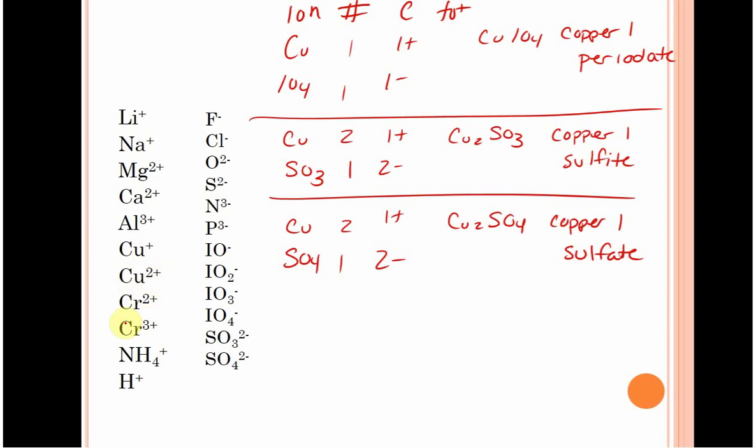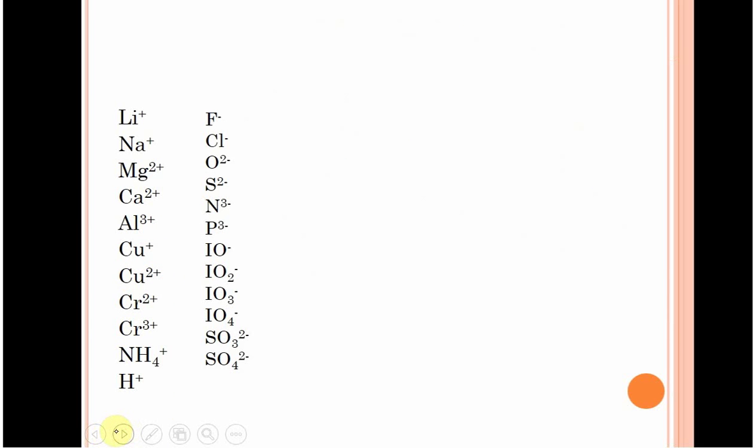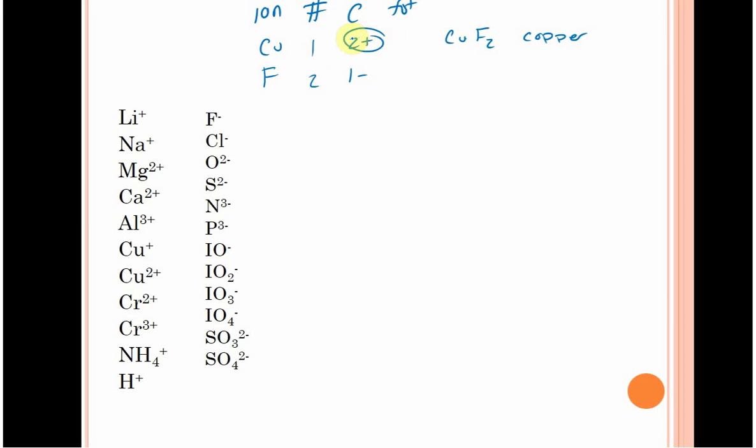For copper 2, the big difference here is now your copper ion has a 2 plus charge. Copper and fluorine. Copper 2 has a 2 plus charge. Fluorine is 1 minus because it's in group 7. Need 1 and 2. So CuF2 is copper, we're going to use the charge here, 2 fluoride.